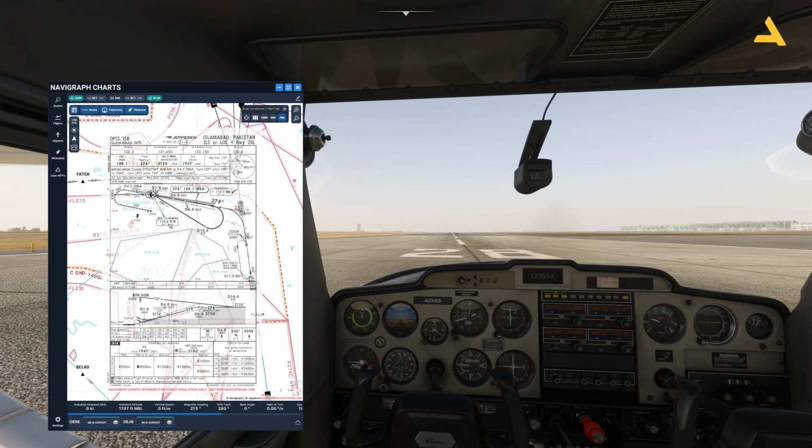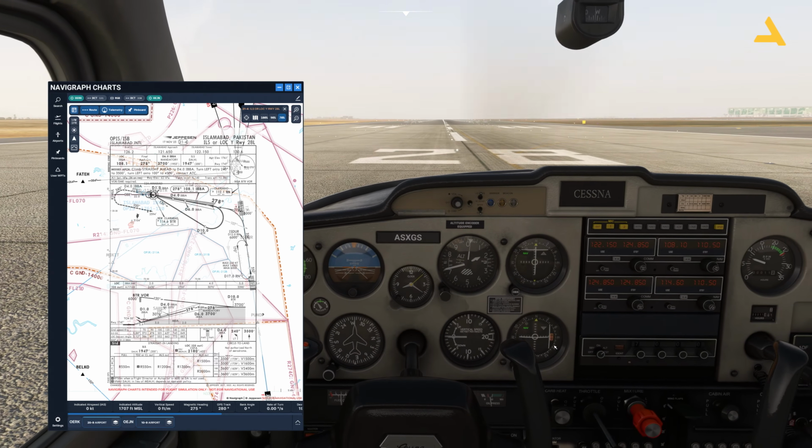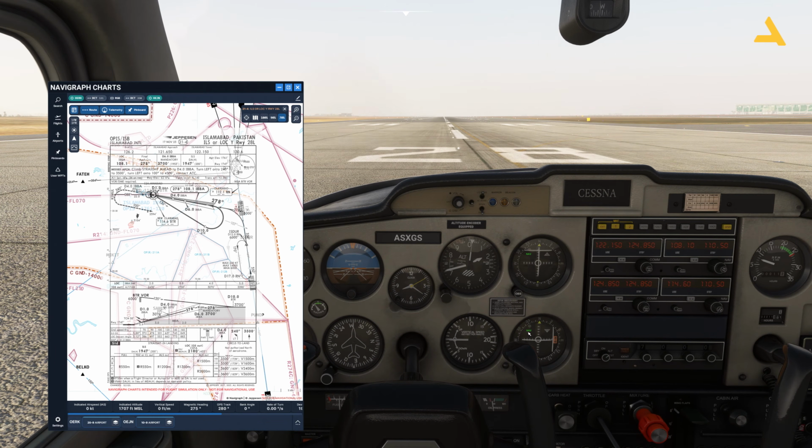Now for the VOR, I will use the low one and it is 114.6. Just make this the active frequency, and right now you can see this also shows nav.